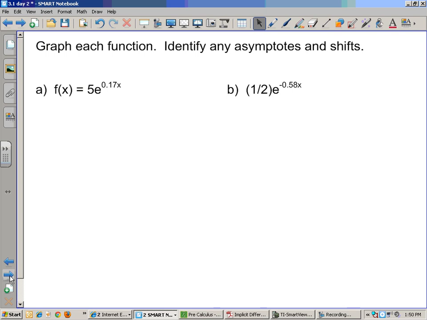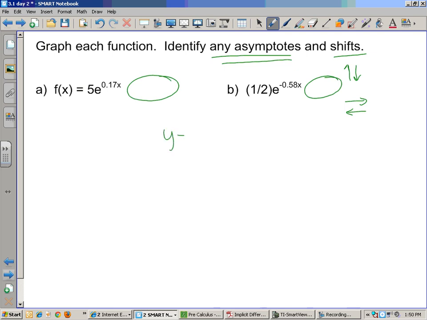Okay. So now what we want to do is identify any asymptotes or shifts. Shifts, we're talking up, down, or right, left. Okay, we're not talking about transformations such as making it fatter or taller or skinnier. Asymptotes, unless you see a number out here, your asymptote is going to be 0. There is 0 out here. There is 0 out here. In both cases, your horizontal asymptote is going to be at y equals 0.